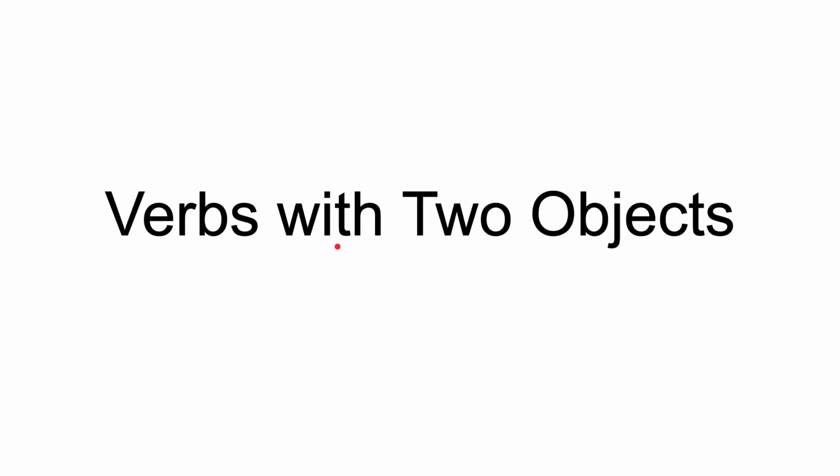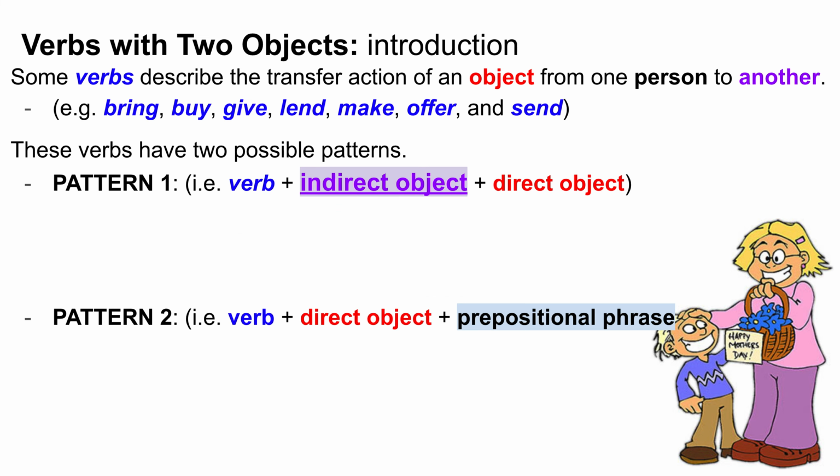Today we're going to be looking at verbs that can accept two objects and the patterns that they follow. Let's start with a quick introduction. Some verbs describe the transfer action of an object from one person to another. Examples of these verbs are bring, buy, give, lend, make, offer, and send. These verbs have two possible patterns.